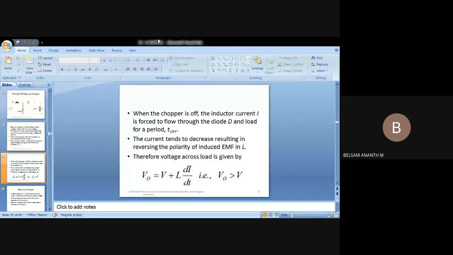What is the component which is present? Inductor. I told you, you will write the inductance in terms of what? Current. Do you remember or not? L into di by dt. So V naught equals V plus L into di by dt. This is what I told you about all mathematical modeling of the equation.